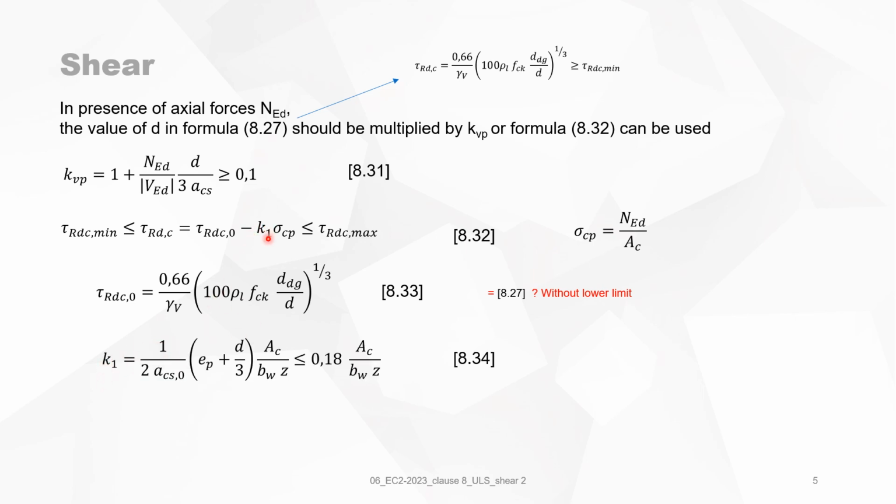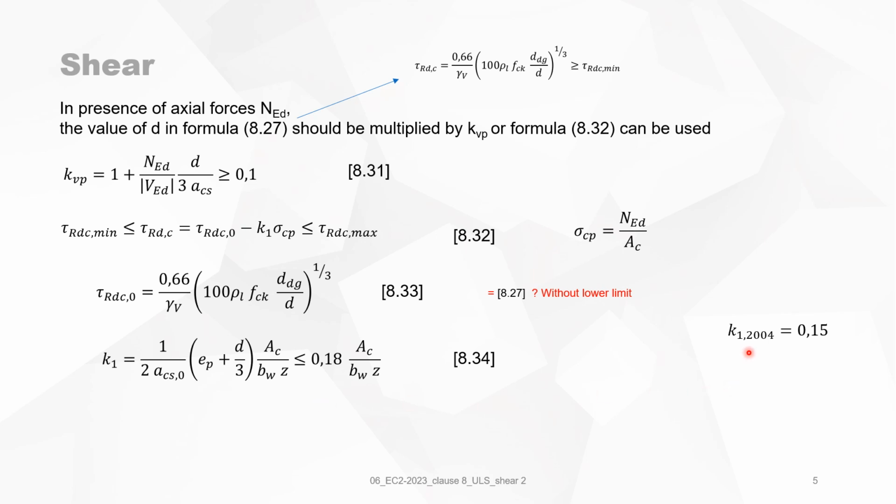And then the factor K1 is given by this formula. Again, the effective shear span is appearing in this formula, and the eccentricity of bending moment and normal force or actual force. And the factor K1 has an upper limit of 0.18 times this value.